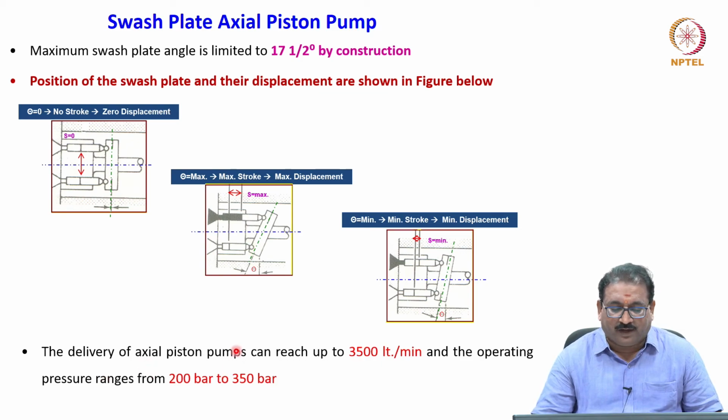The delivery of the axial piston pumps can reach up to 3500 liters per minute, and the operating pressure ranges from 200 bar to 350 bar.